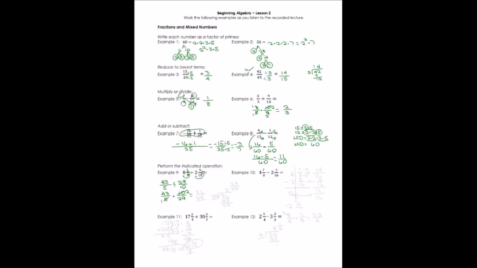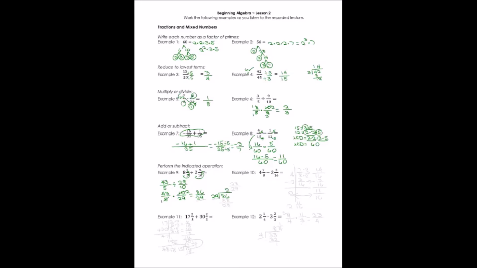2 times 43 is going to give me 86. And 1 times 29 is 29. Now, we've got an improper fraction. We're going to change it back into a mixed number because our problem started with mixed numbers. So I'm going to say 86, which is the way we read fractions, are really like division problems. 86 divided by 29. How many times will 29 go into 86?